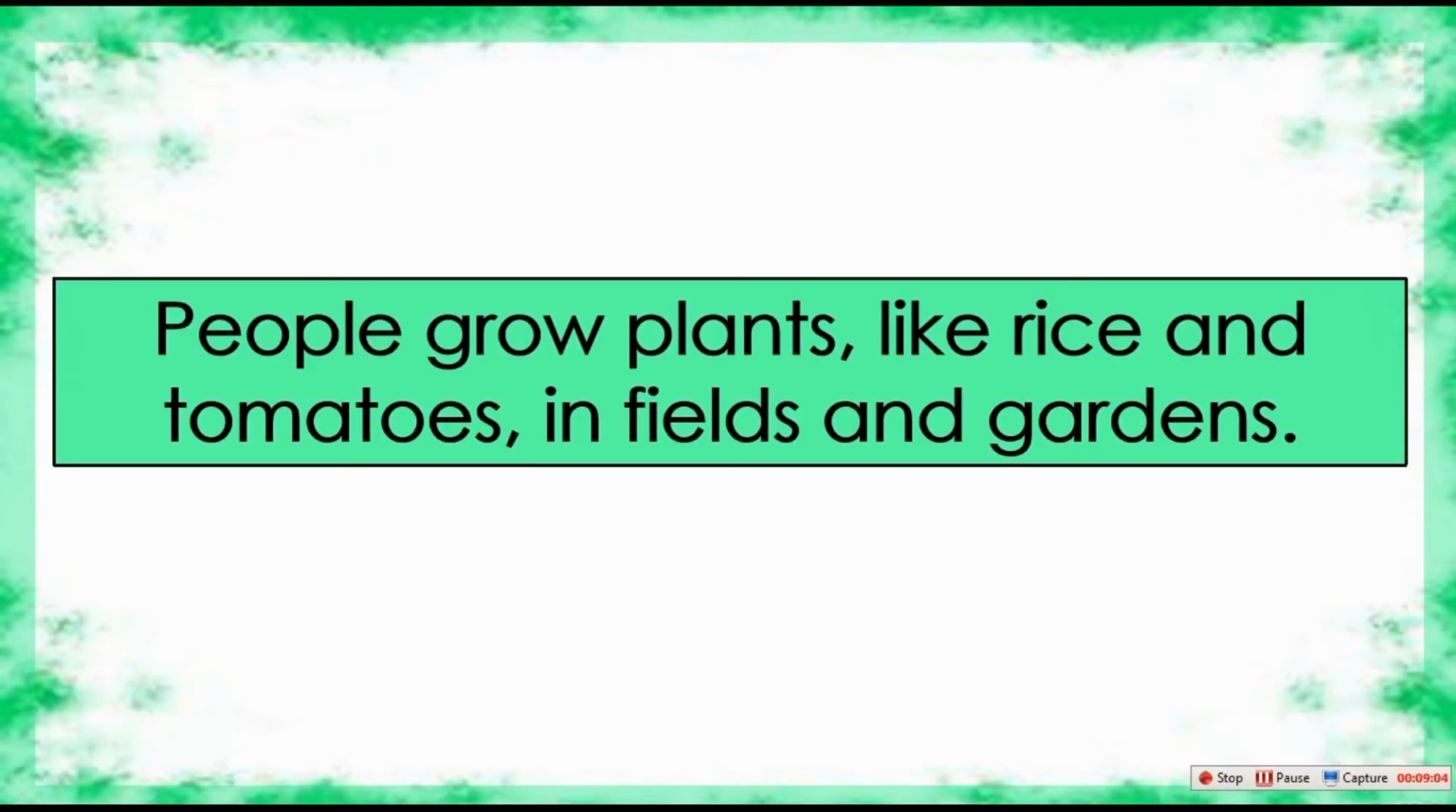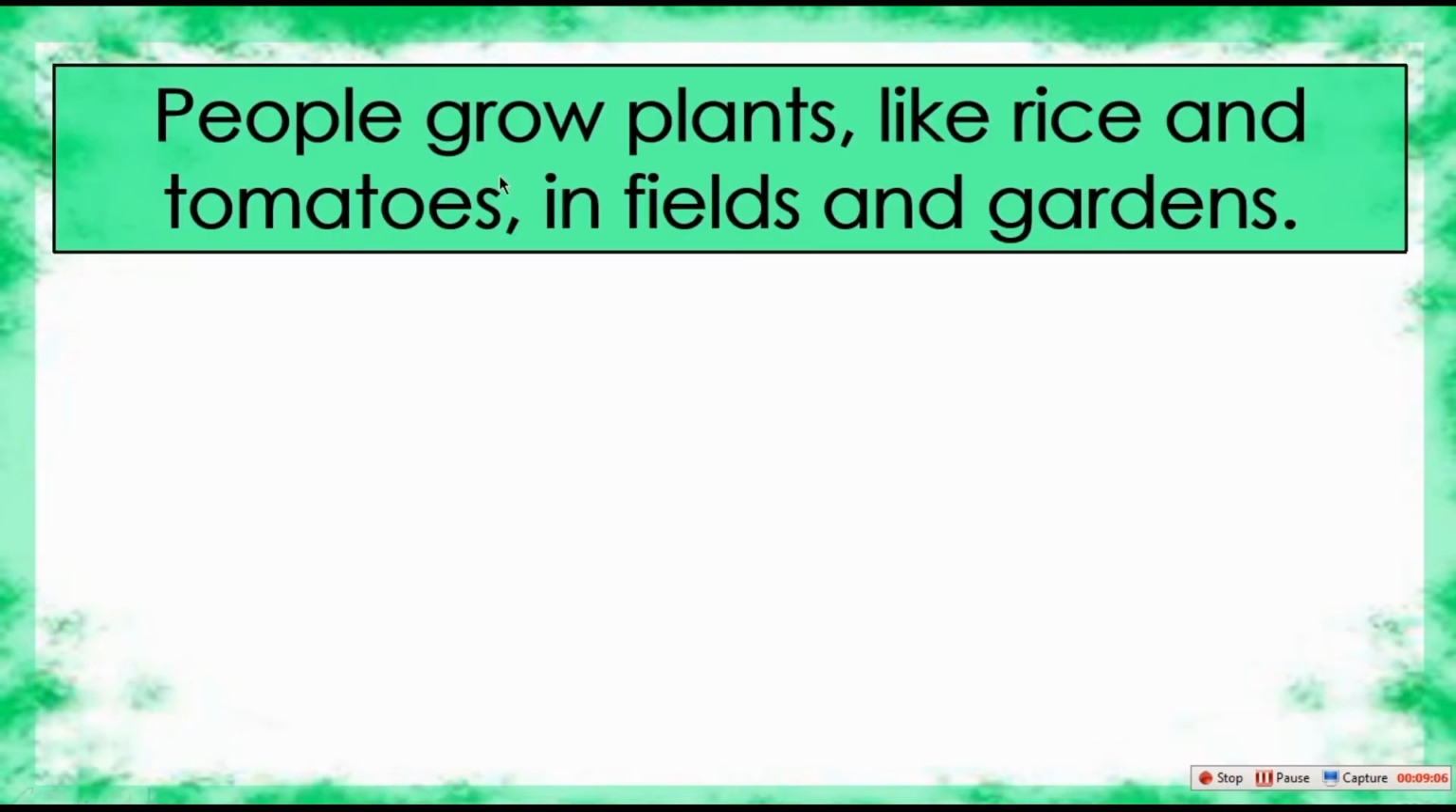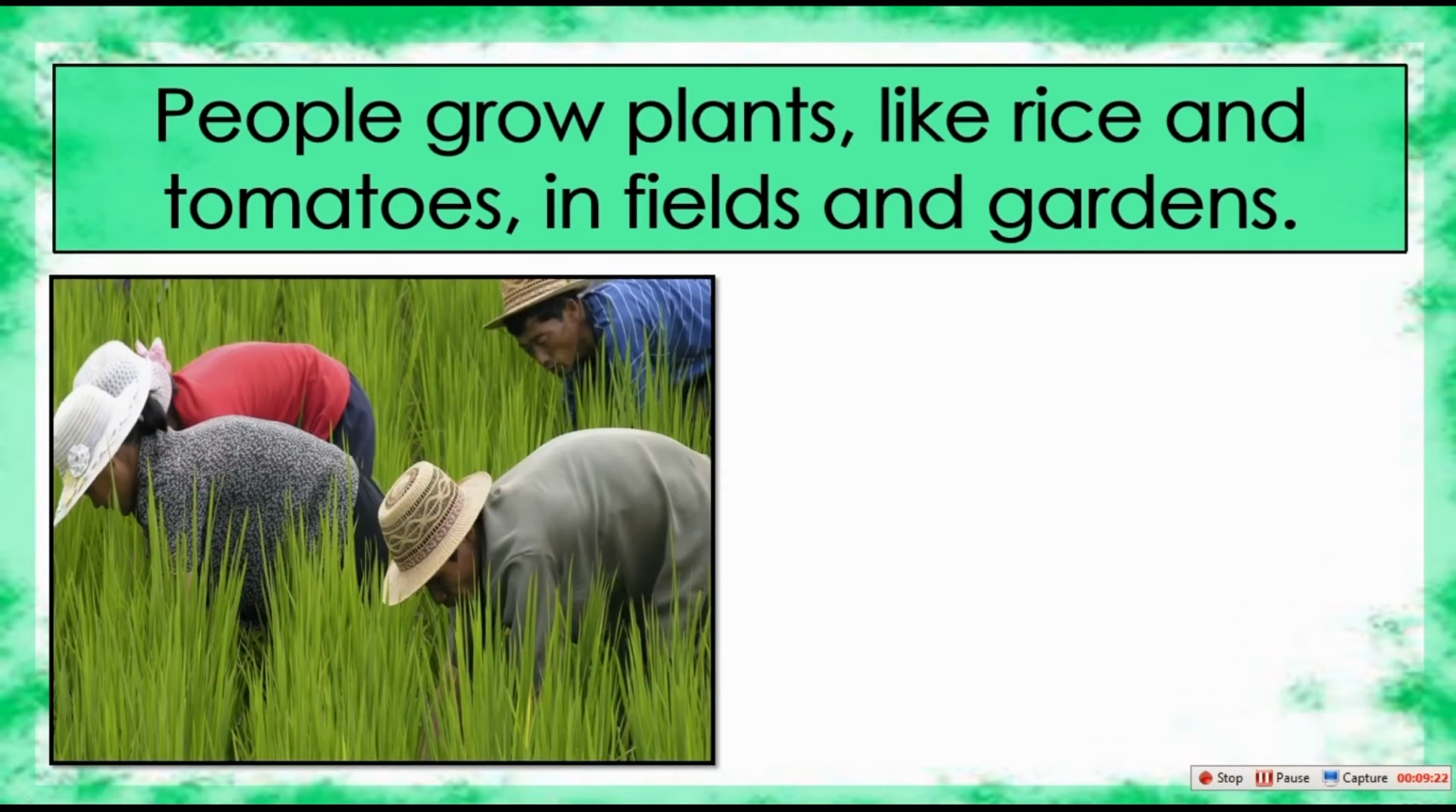Next, people grow plants like rice and tomatoes in the fields and gardens. So look at the picture. They are planting rice in the fields.